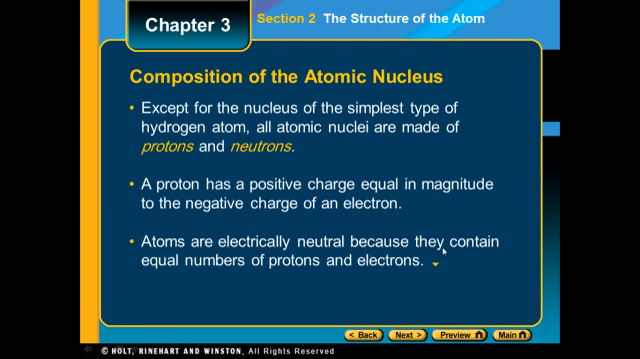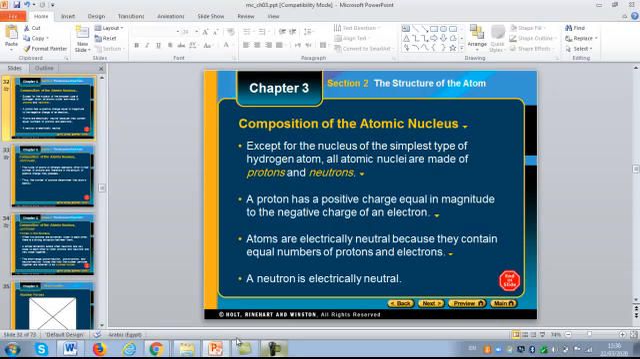Why? Because the number of protons is equal to the number of electrons. For example, sodium has 11 protons and also 11 electrons, so positive 11 and negative 11 will cancel each other. So the atoms are electrically neutral. Why? Because the number of negative electrons is equal to the number of positive protons, so they will cancel each other.